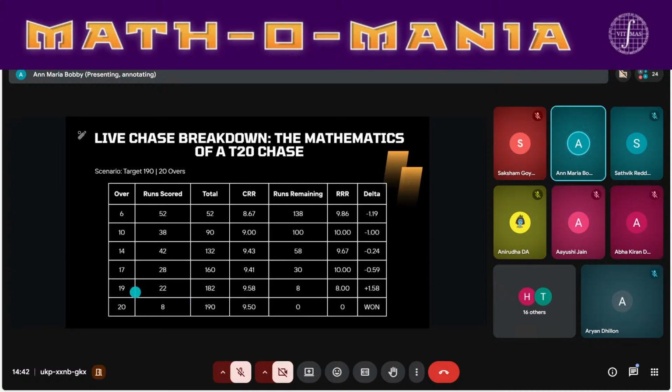In the last over, the 20th over, the runs they scored were 8. So total runs became 190, which means they reached their target. The current run rate became 9.5, and the runs remaining is 0, so the required run rate is 0. So finally they won the match. By tracking CRR and RRR, we can predict match momentum mathematically. So this is how modern cricket analytics works.